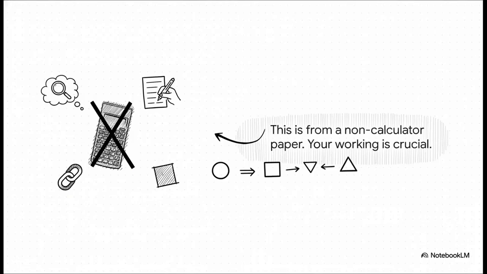Okay, first things first. See this little symbol here? This tells us the question is from a non-calculator paper. And that, right there, is a massive clue. It means every single step of your thinking, every little calculation, has to be written down clearly. You can't just punch it into a machine. Your working is literally where the marks are.